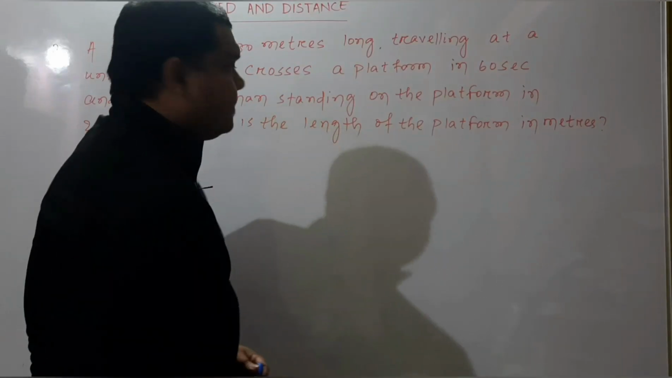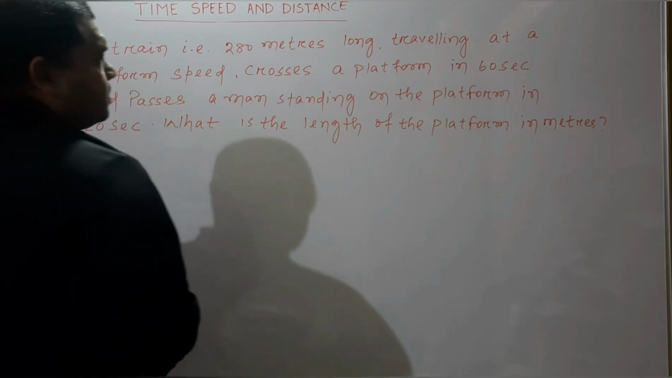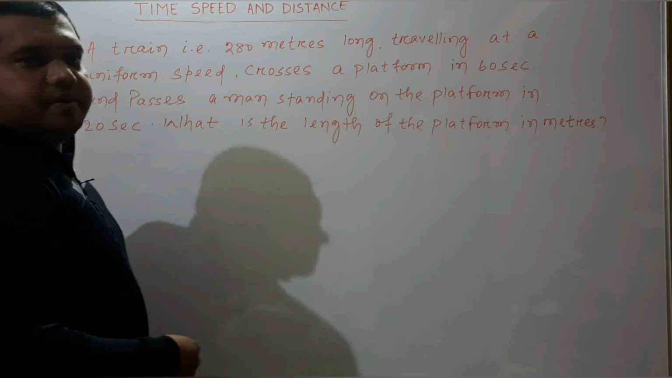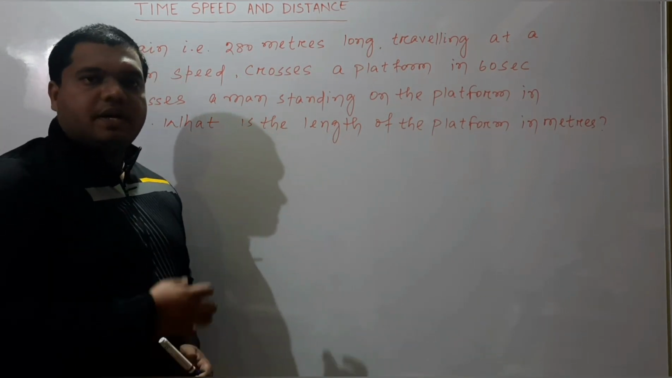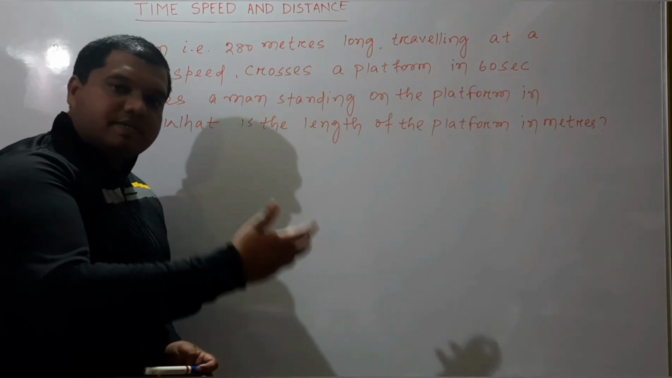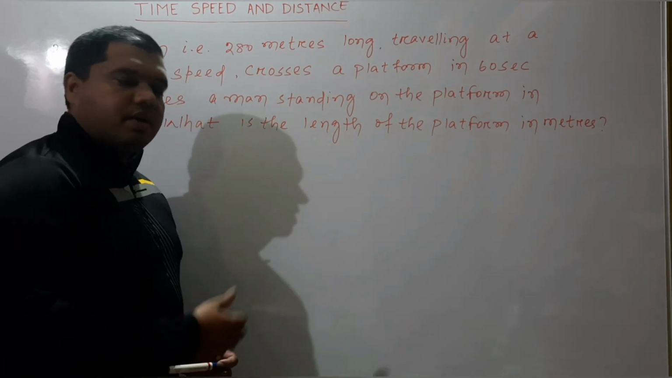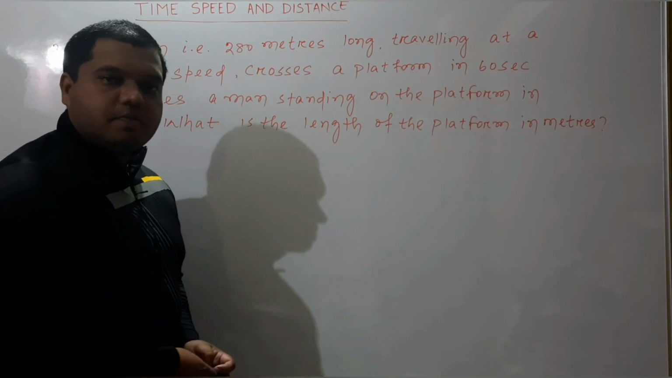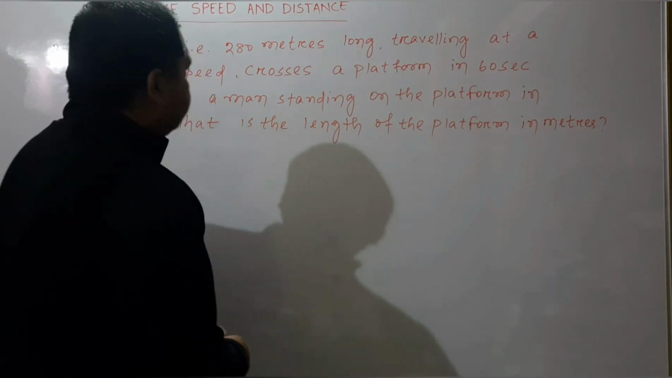Now question number 3. A train that is 280 meter long traveling at a uniform speed. Uniform speed means at constant speed. Suppose in 1 hour a train travels 60 km per hour. In the second hour its speed is also 60 km per hour. In the third again its speed is also 60 km per hour. Then that is called uniform speed. That means a constant speed.